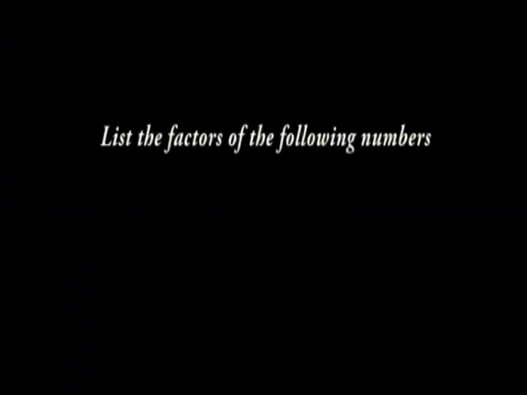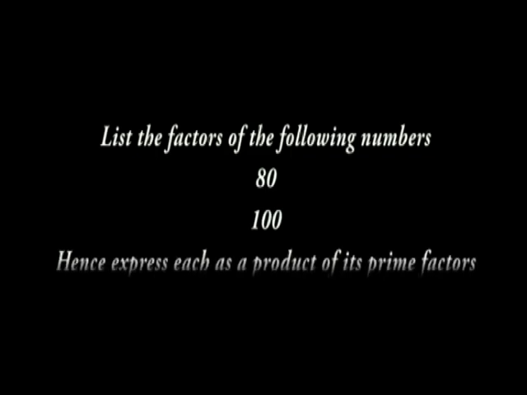List all the factors of the following numbers: 80 and 100, and hence express each as a product of its prime factors. In our solution, the factors of 80 are 1, 2, 4, 5, 8, 10, 16, 20, 40, and 80.